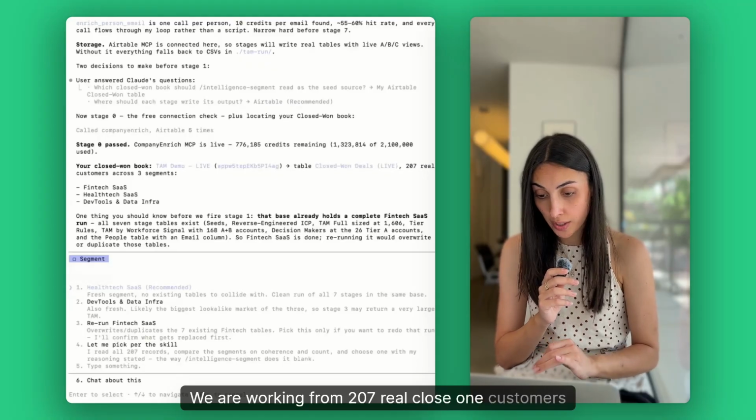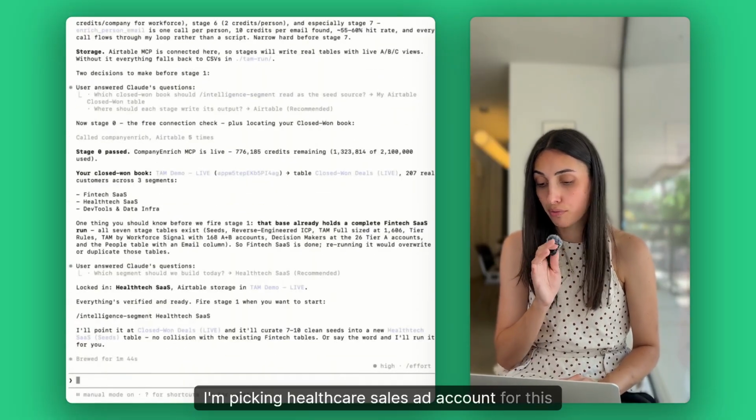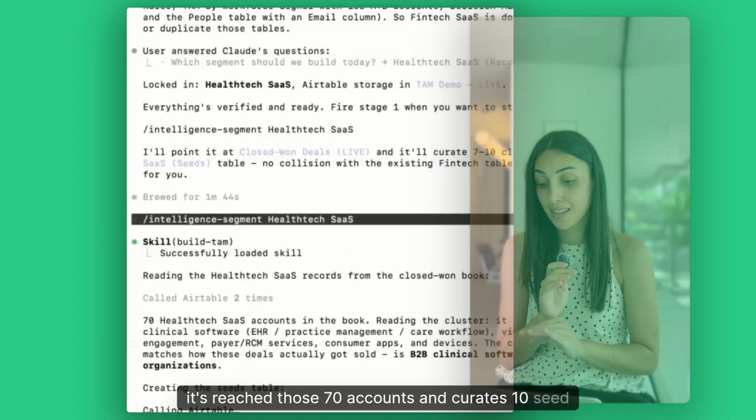And here is the book we are working from: 207 real closed-won customers across 3 segments. I'm picking healthcare SaaS, 80 accounts, for this session. Now, stage 1. It reads those 80 accounts and curates 10 seed companies.